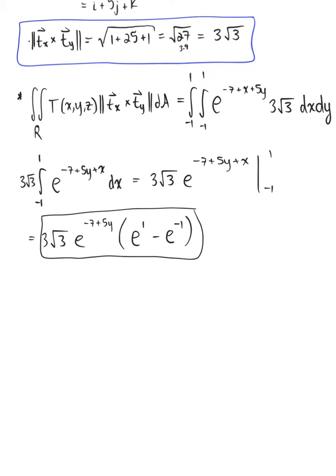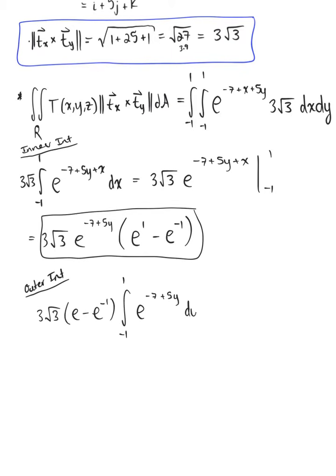All right, so now that we have the inner integral, we're going to use it to find the outer integral. So for our outer integral, I'm going to pull all the constants to the outside of this integral. That means we have 3 times the square root of 3 multiplied by the natural exponential minus the natural exponential raised to the negative 1 times the integral from negative 1 to positive 1 of the natural exponential raised to the negative 7 plus 5y dy. We could have even factored that natural exponential raised to the negative 7 out as well.